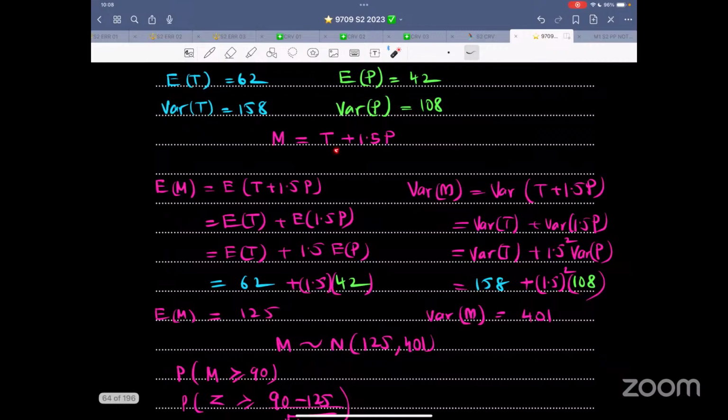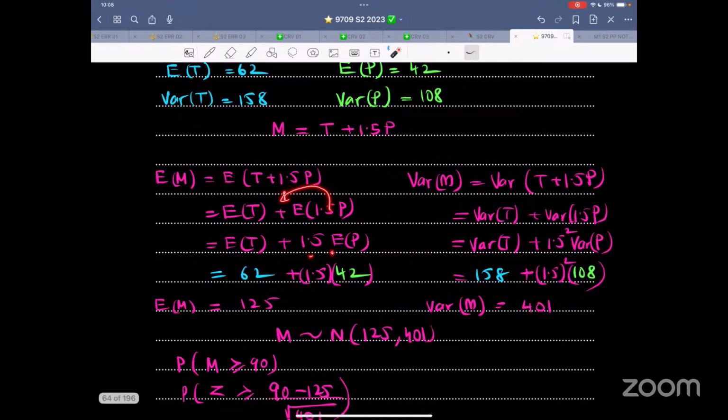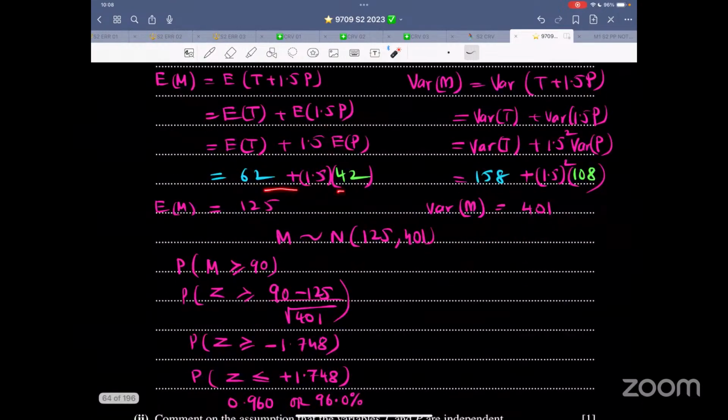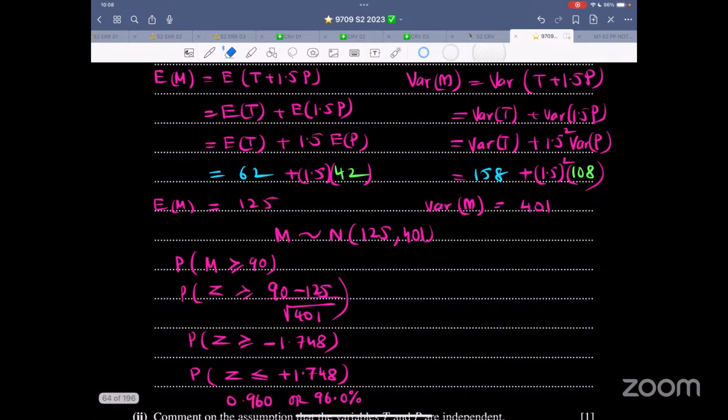M is T plus 1.5P. Expectation of M is expectation of T plus expectation of 1.5P. The 1.5 comes out and multiplies, and this is what you're getting. In variance, variance of a constant is 0. I think I just forgot to write it properly. Let me double check the result.